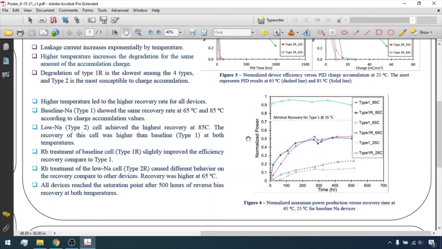Rubidium treatment of the type 2, or type 2R, caused a different behavior on the recovery according to the temperature, and we observed a higher recovery at 65C. And all devices reached the saturation point after 500 hours of the reverse bias at all temperatures.